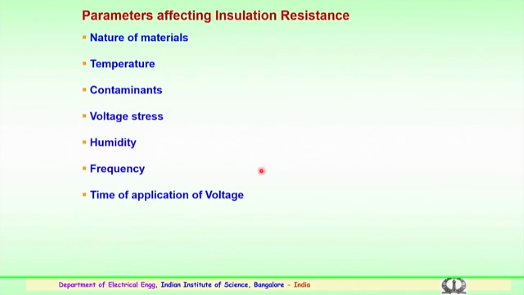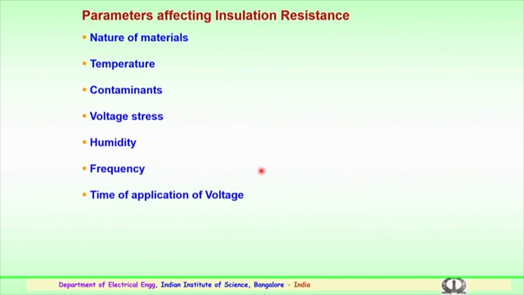So, the parameters which could affect the insulation resistance, as mentioned earlier, depend upon the nature of the materials used for the insulation and the temperature at which it is operated. The changes in temperature could also influence the contaminants or pollutants which could form on the surface over a period of time. So, this could cause insulation degradation with the electrical stress and the temperature.